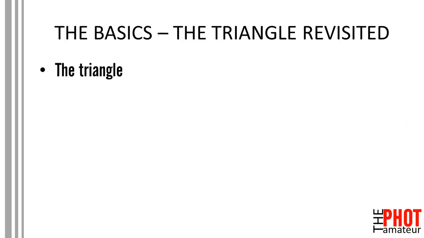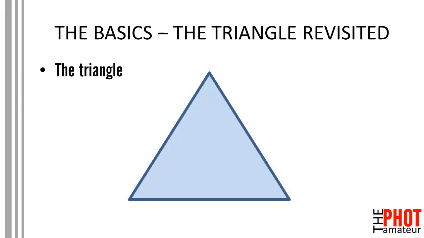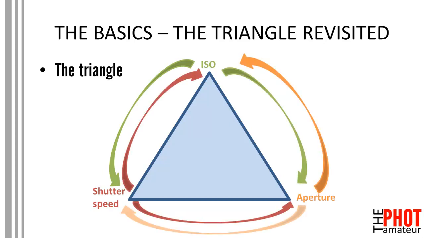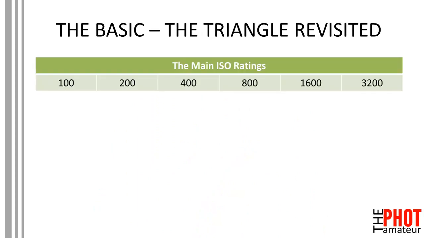Okay, let's have a look at that triangle again. Remember, we've got the three cardinal points, as it were. We've got ISO, we've got shutter speed, and we've got aperture, and we've seen that each one affects the others. And if we make a change in one, we need to make a change in at least one of the others. And we'll have a look at an example of that in a second. So let's have a look.